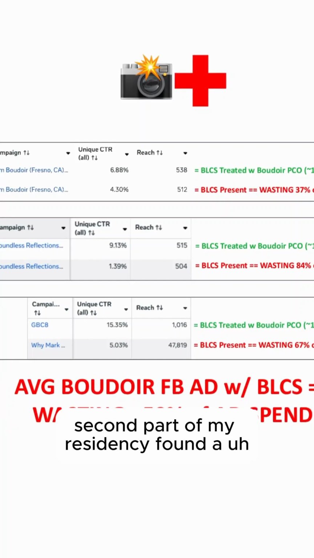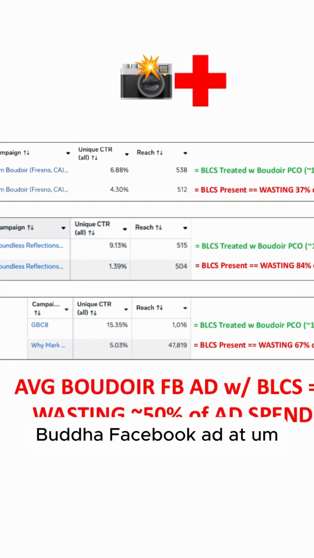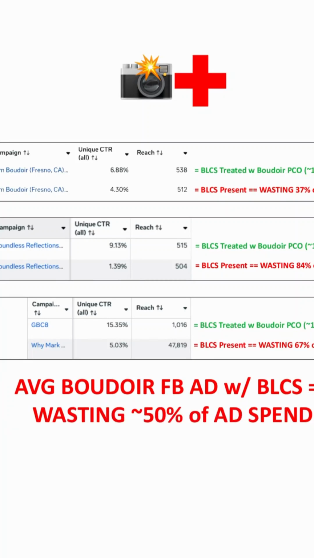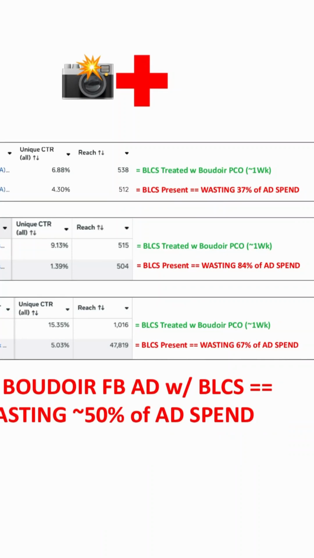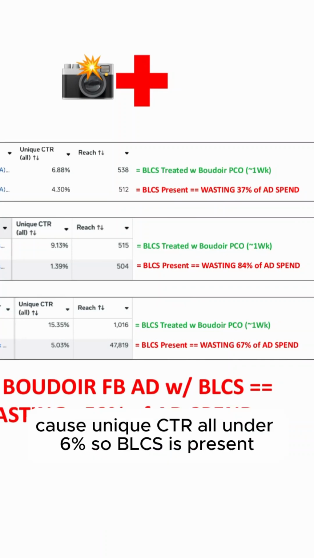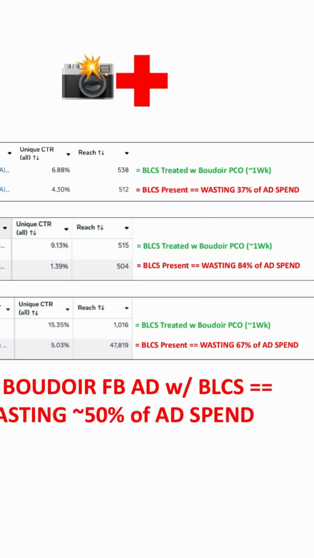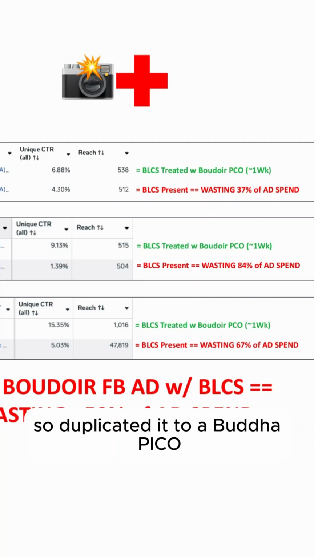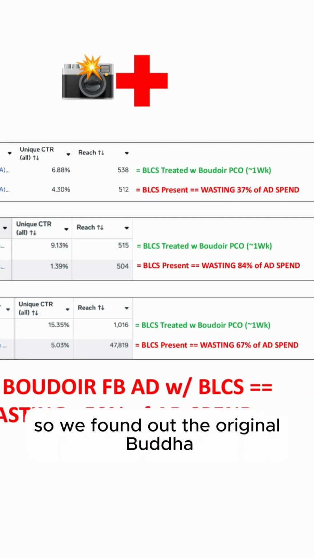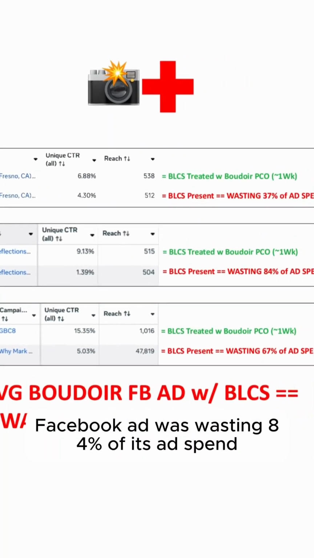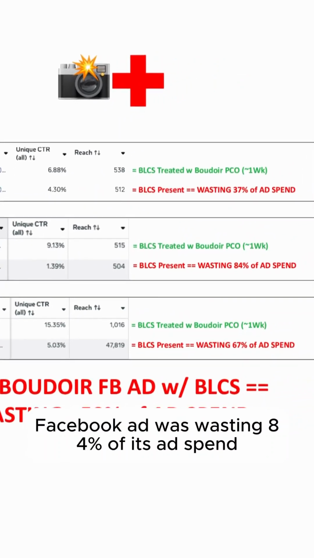All right, second part of my residency, we found a Boudoir Facebook ad with unique CTR all of 1.39%. So we knew that BLCS is present, because unique CTR all is under 6%. We duplicated it, treated it with Boudoir Pico, it took about a week, and we got the unique CTR all up to 9.13%. Insanely good, much better. So we found out the original Boudoir Facebook ad was wasting 84% of its ad spend.